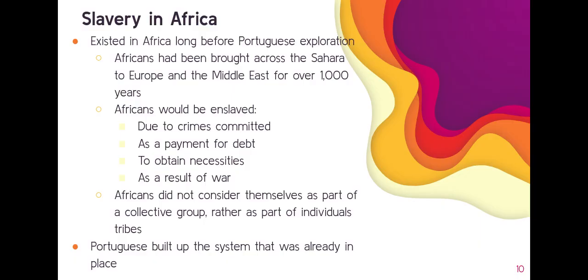And this is really because Africans didn't consider themselves as a collective group. They considered themselves as individuals, part of tribes, similar to the way American Indians viewed themselves. And so the way that the slave system happened was that Africans would be enslaved for a variety of reasons. And so when the Portuguese came in, that system was already there, and the Portuguese then just built it up and created a transatlantic slave trade.